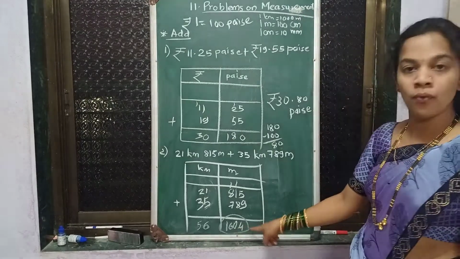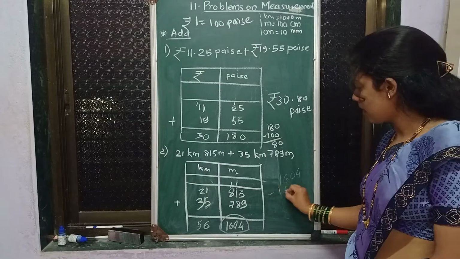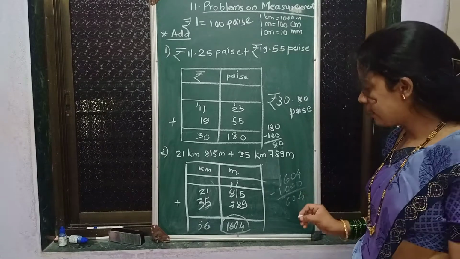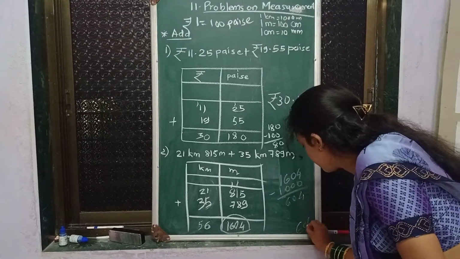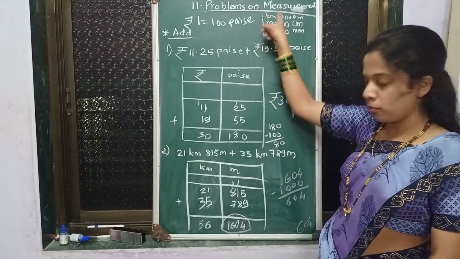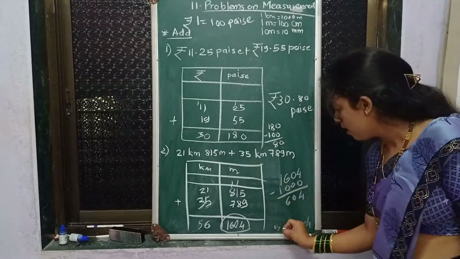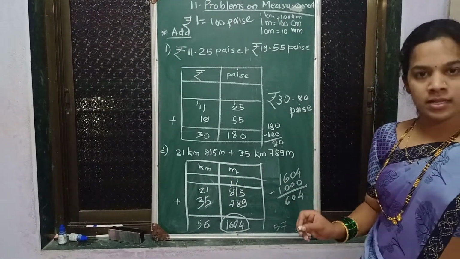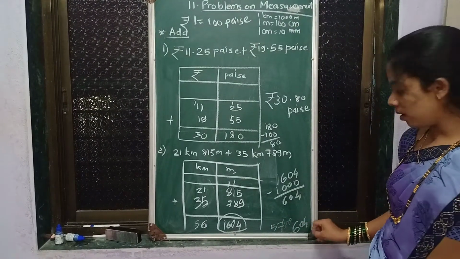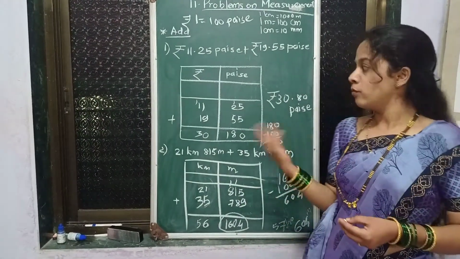This 1604 which is exceeding 1000, I will write over here, minus 1000 I will do. What will be the answer? 604. That 604 I am going to place aside, and that 1000 which I have removed, 1000 means how many? 1 kilometer. That 1 kilometer I am going to add over here. That is 56 plus 1 will be 57. So my answer will be 57 kilometers and 604 meter. Your place is not proper, that's why I cannot show it more elaborately; we will see it in the next example.